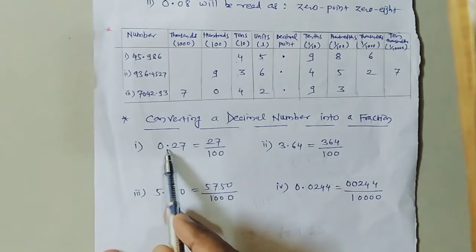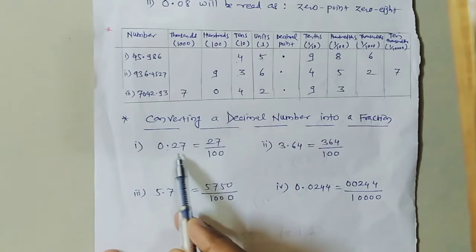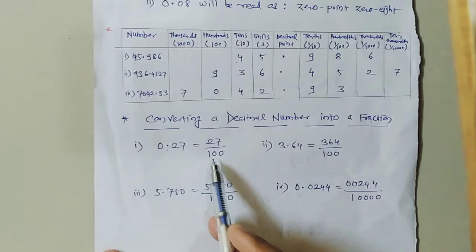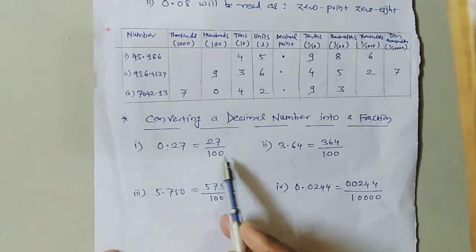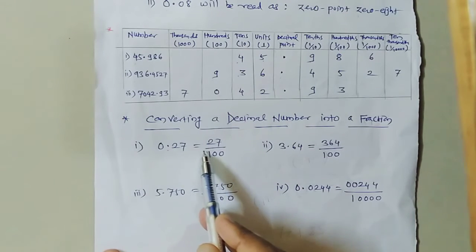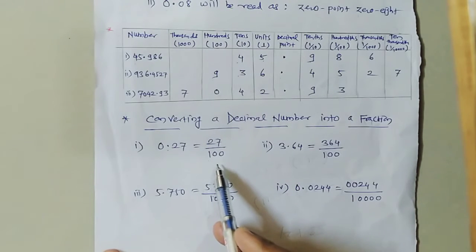So here you can see after the decimal point two digits are there. So how many digits are there? That many zeros you have to write in the fraction, at the right side of the 1. So 0.27 is equal to 27 divided by 100.